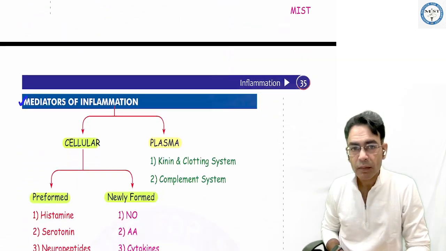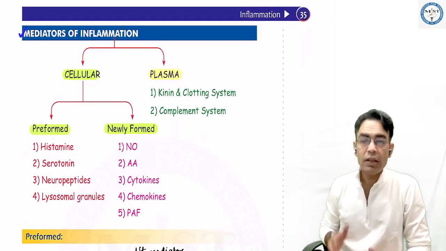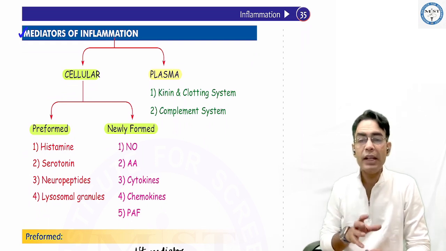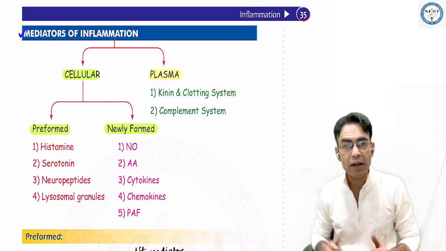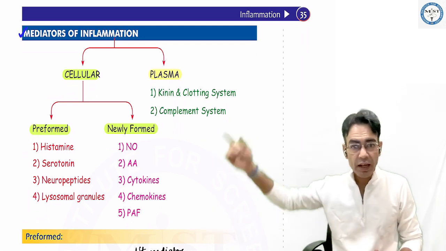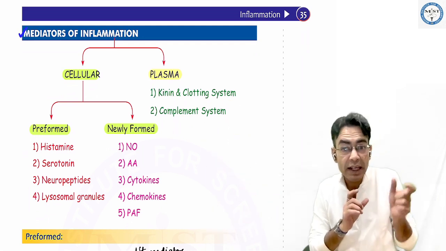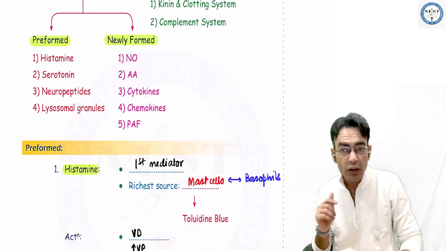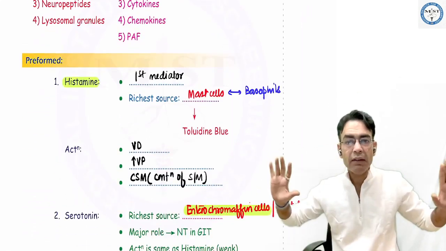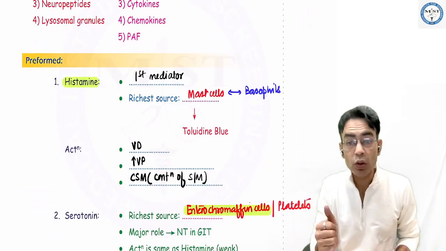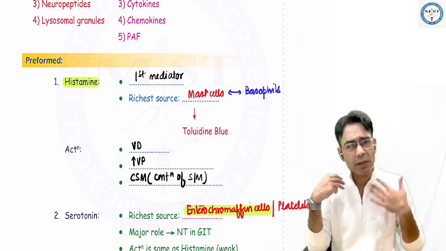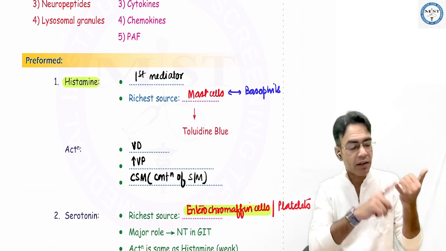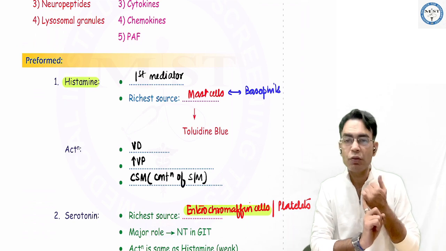Okay. Mediators of inflammation: cellular mediators and plasma mediators. Cellular mediators include preformed and newly formed. Under preformed we have histamine, serotonin, neuropeptide, lysosomal granules. Newly formed, we have these five. And plasma mediators: we have kinins, the bradykinin, and the complement system. Now, look, the first mediator in any inflammatory process is histamine. You know the richest source is mast cell, and the actions you also know. Three actions we memorized many times in class: vasodilation, increased vascular permeability, and contraction of smooth muscles.